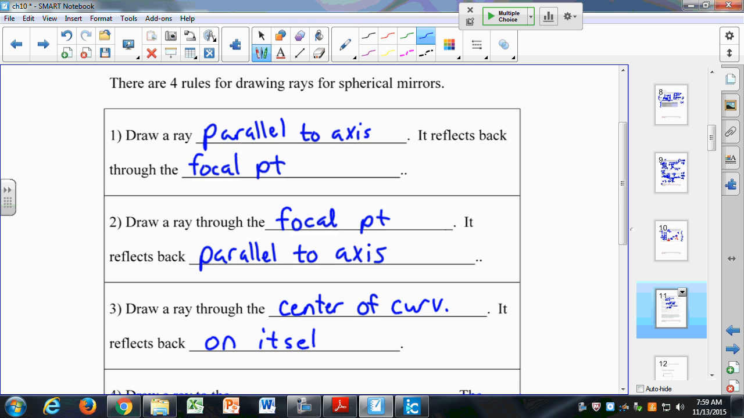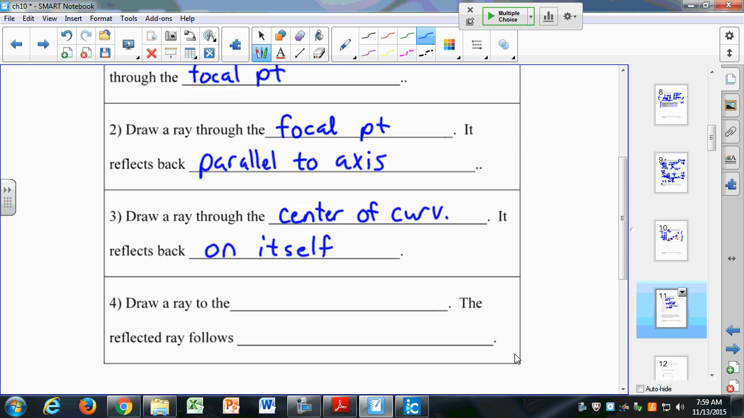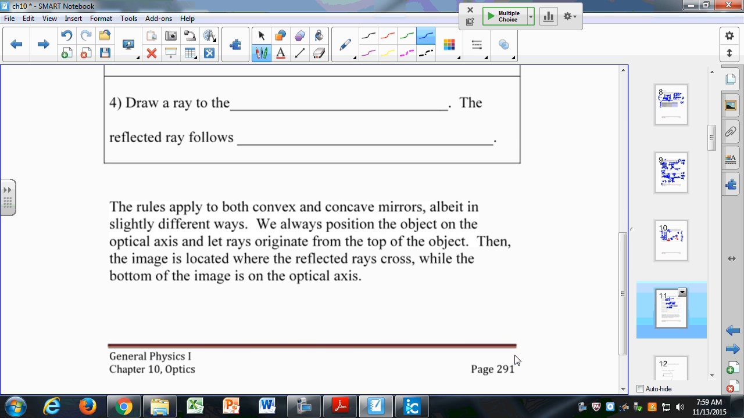I'm not going to give you the 4th rule. You really only need 2 rays to tell where an image is, because an image is going to be where the 2 rays cross. So draw one parallel to the axis. It reflects back through the focal point. Draw it through the focal point. It reflects back parallel to the axis. If you draw it through the center of curvature, it reflects back on itself. Let me show you what that looks like.